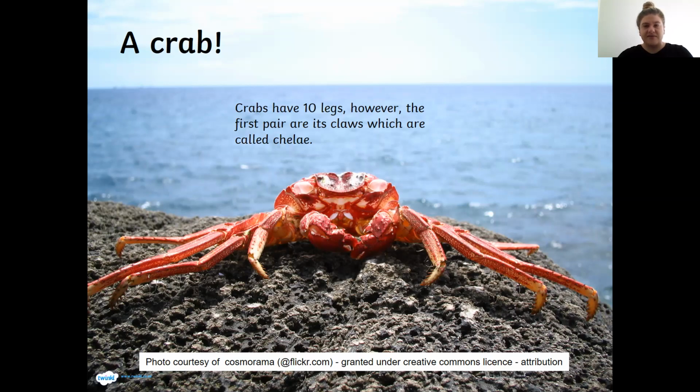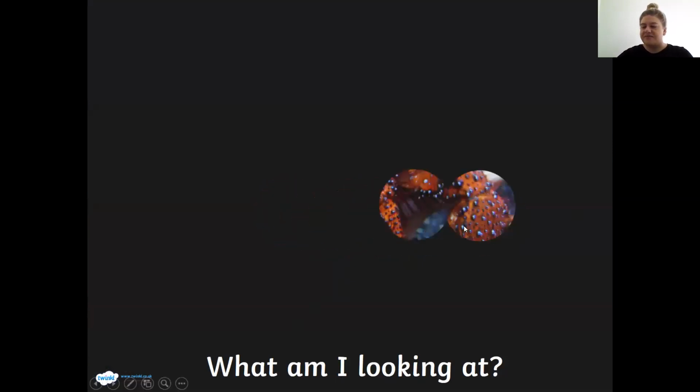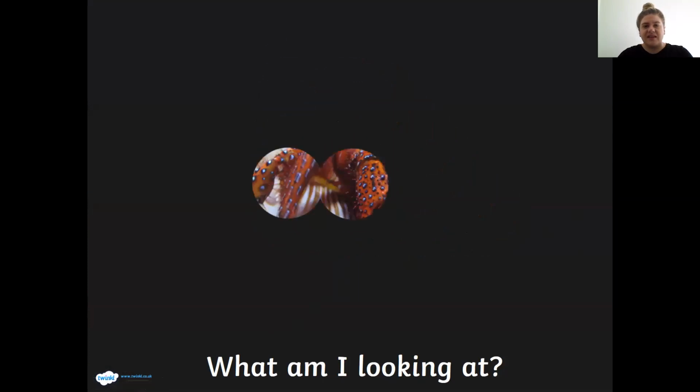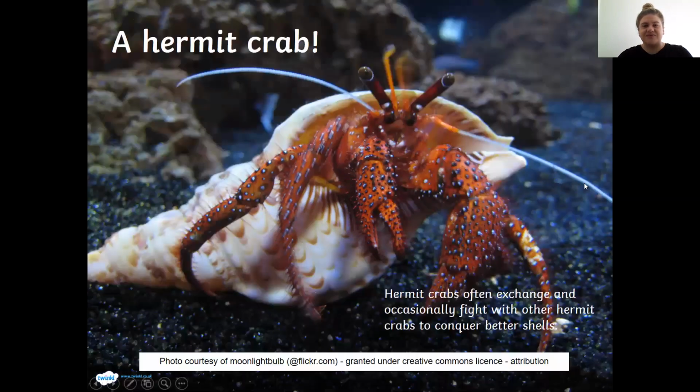Okay. Let's go on to the next one. This one's quite tricky. So at the bottom here, it says, what am I looking at? So are we ready for the binoculars? Off we go. Oh, did you get it? Shall we have a look? That one's quite tricky, actually.